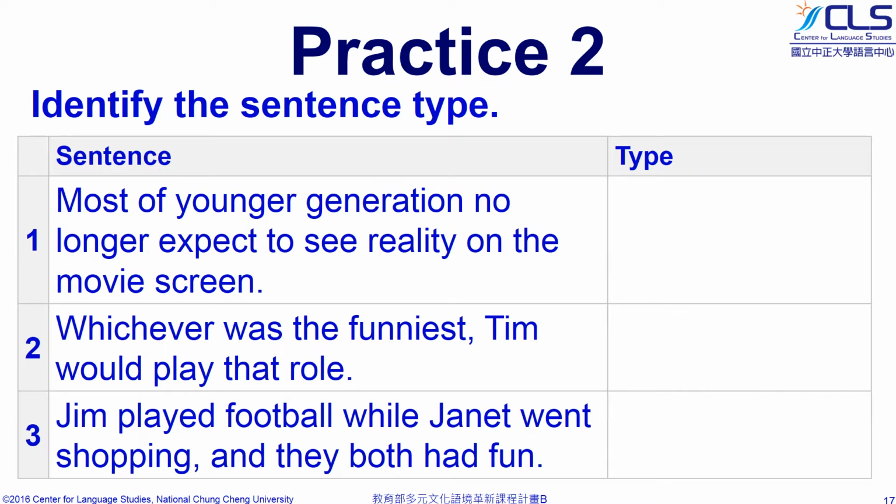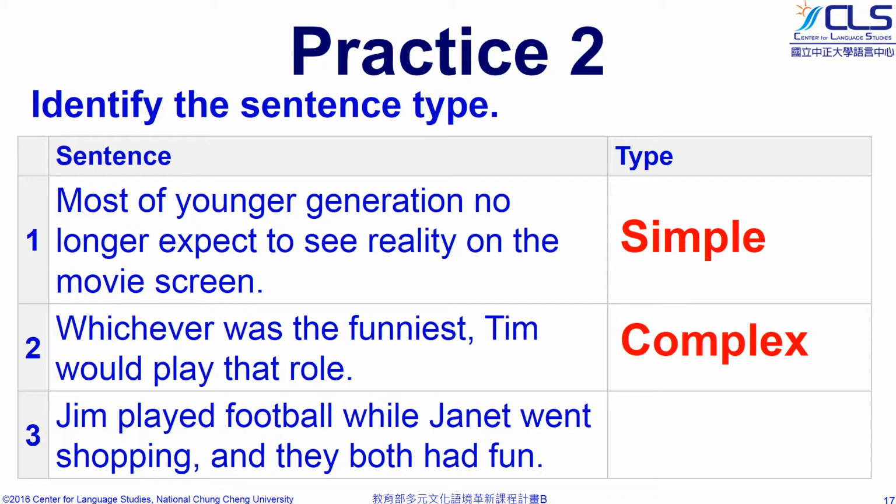Let's identify these sentence types. The first sentence has only one independent clause, so it's a simple sentence. There is one independent clause and one dependent clause in the second sentence, so it's a complex sentence. The third sentence is a compound complex sentence because there are two independent clauses and one dependent clause.